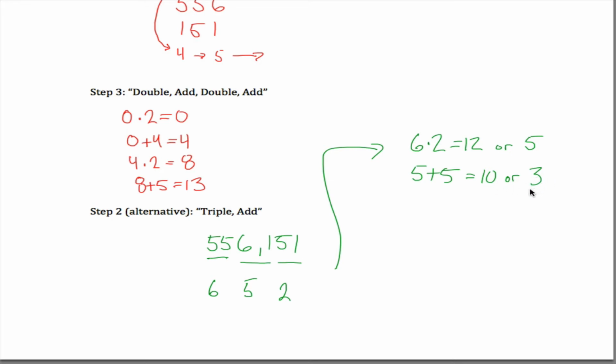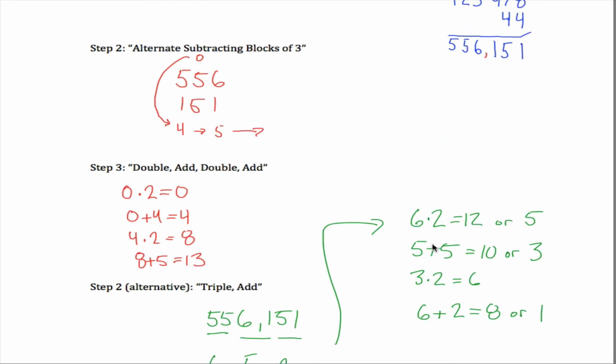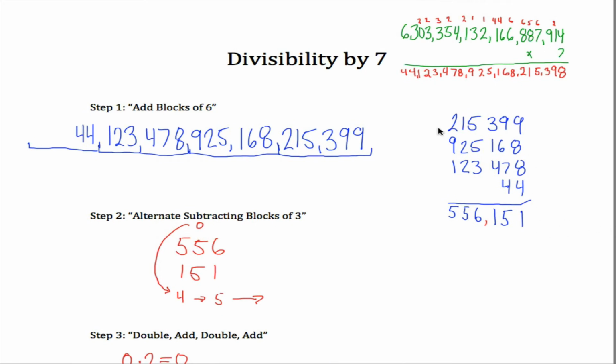What's next? Well, let's say I doubled and I added. I guess I should double again. Let's double 3 to get 6. And then take that 6 and add this last 2. You get 8. Note that 8 has a remainder of 1 upon division by 7, as does our original number that we were trying to check.